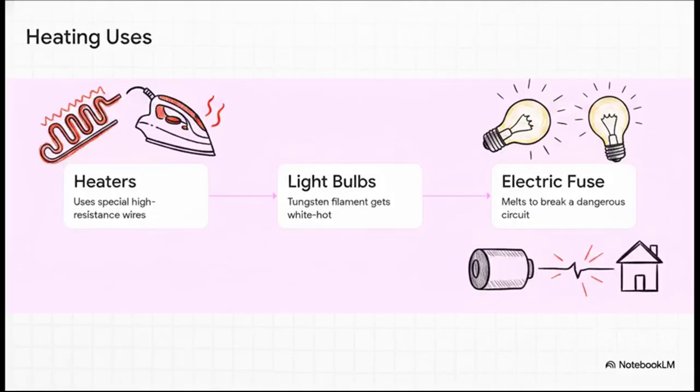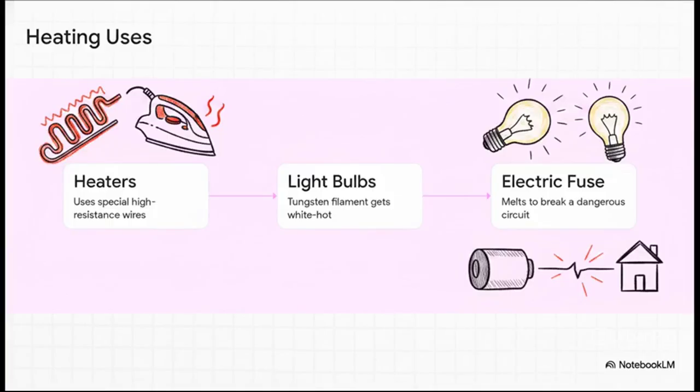Step 1, think of electric irons or space heaters. They use special alloys with high resistance, so they intentionally get red hot. Step 2, traditional incandescent light bulbs. They use a super thin wire made of tungsten. It has such insane friction that it gets white hot. We're talking upwards of 2,500 degrees Celsius here, and it actually emits light without melting.